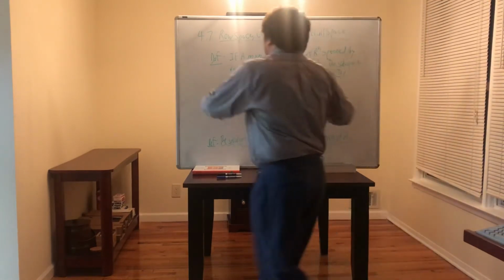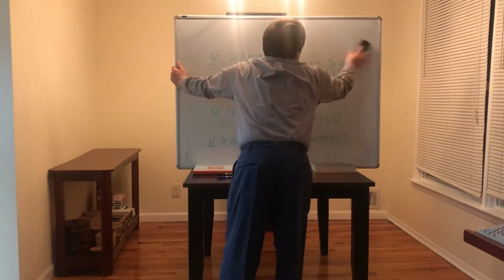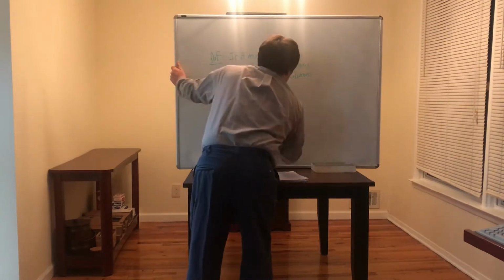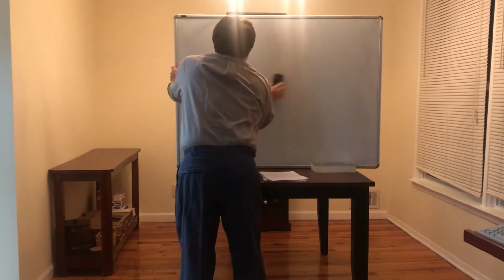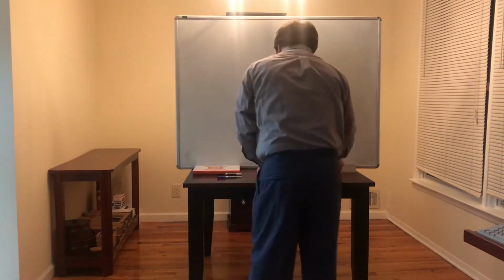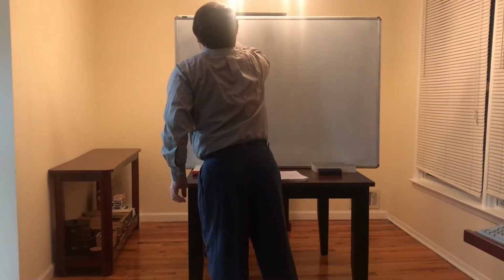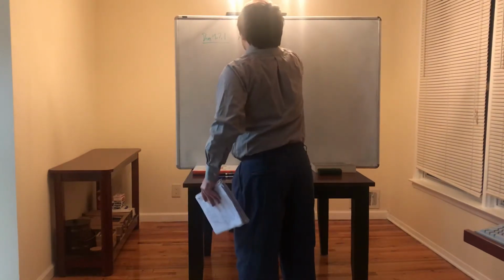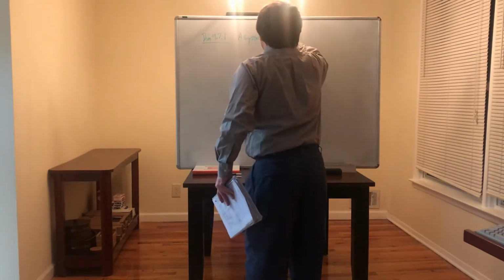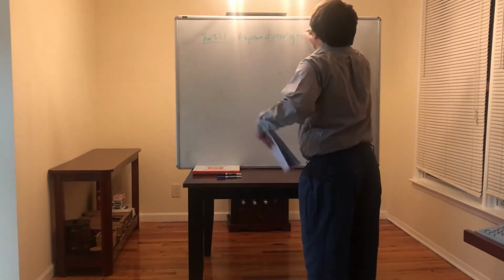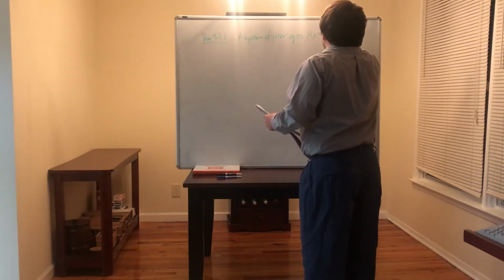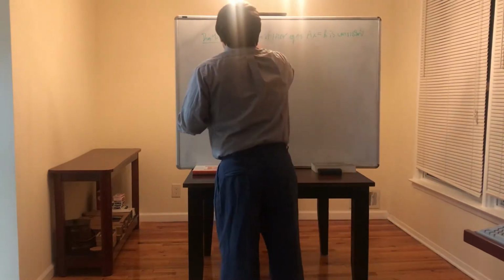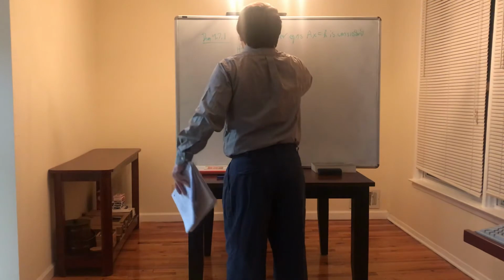Okay, so let's keep going. Now we know what those three spaces are. Next is a theorem, Theorem 4.7.1. This theorem says a system of linear equations AX equals B is consistent if and only if B is in the column space of A.